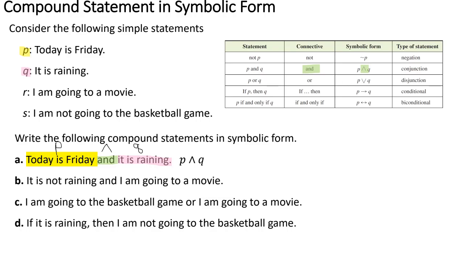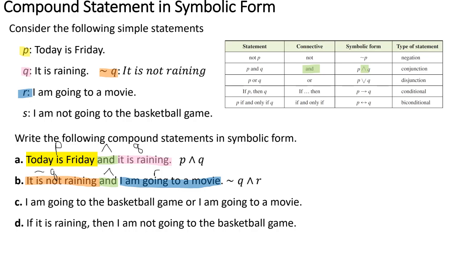Okay, let's do the same thing for B. It is not raining and I'm going to a movie. Well, remember that raining is Q. Since it is not raining, that's the negation of Q. So we represent the negation by using the wiggle symbol.